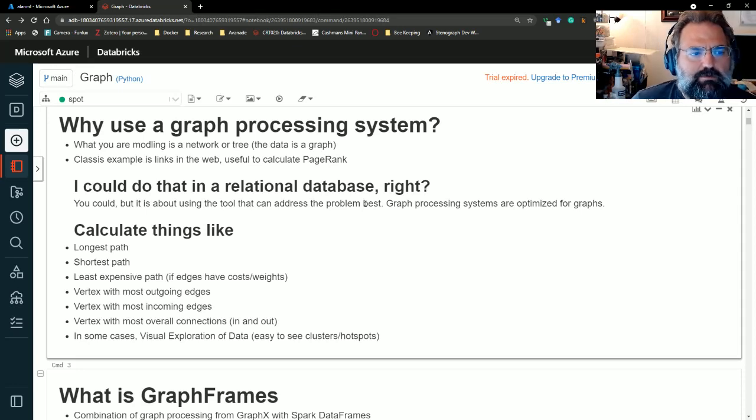So why do you use a graph processing system versus just using something like a relational database to store it, or in this case a data frame potentially? The idea is that there are some algorithms out there that are optimized for it. What we'll talk about here is some of the things built into what's called graph frames. Sometimes you want to calculate the longest path, the shortest path, or maybe the least expensive path, which takes into consideration not just the distance, but also the weights associated with traversing a given edge from one node to another. You could sum up those various weights and come up with a cost of taking one path over another.